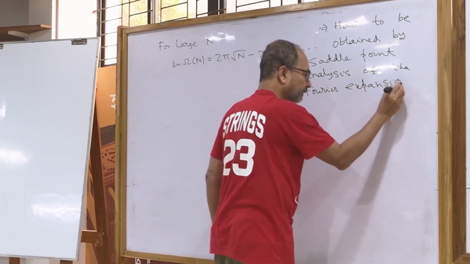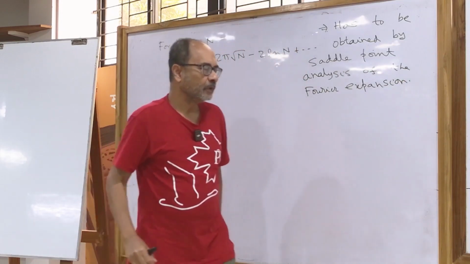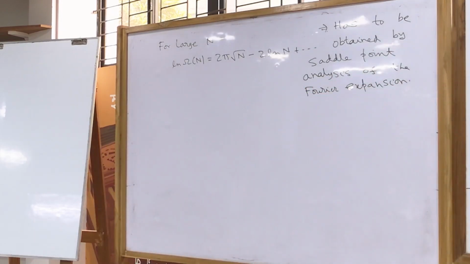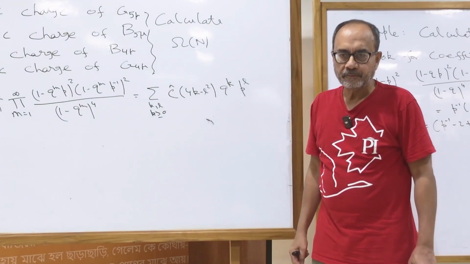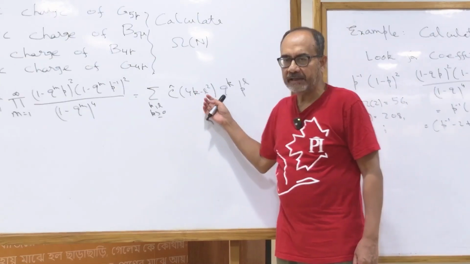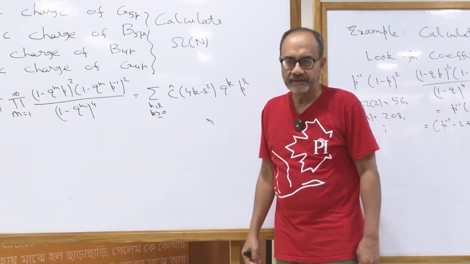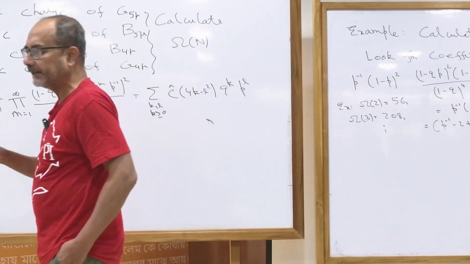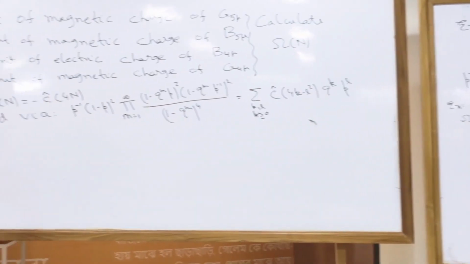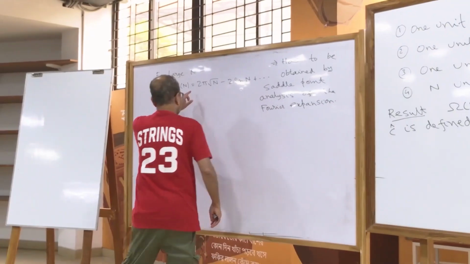Okay, this is what I had described last time, that general principle that we have this relation over here, right? If we write q as e to the 2 pi i tau, and c as e to the 2 pi i z, this is like a Fourier expansion in two variables, tau and z. So you can rewrite the expression for c hat as integrals over tau and z of this function, and then you can do a saddle point analysis to find the behavior of log omega n for large n.